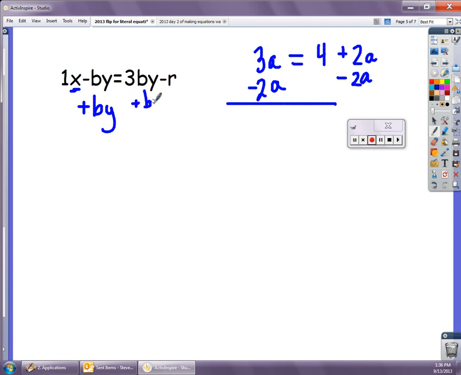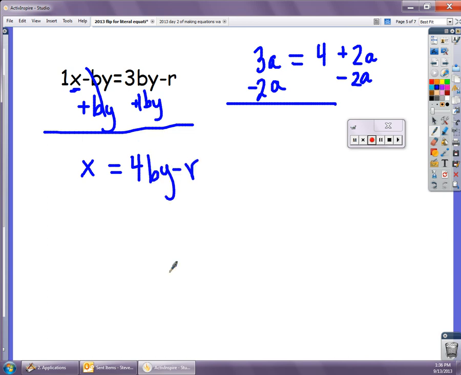So over here, I notice that there's already 3by, and if I'm adding a 1by, on this side it cancels out. I'm left with just 1x, or I could leave that as x. But 3by plus 1by, I can actually combine to become 4by minus r. And there I've solved the literal equation.